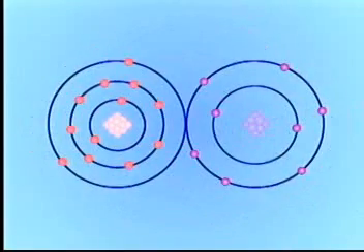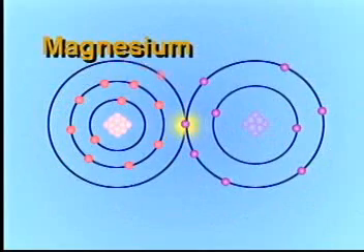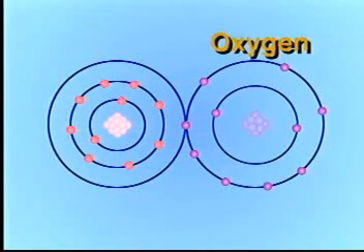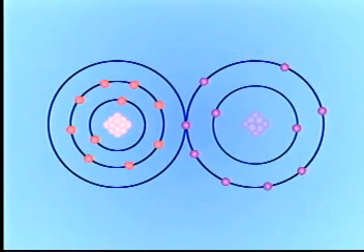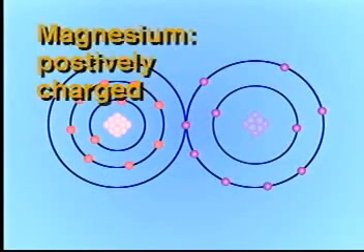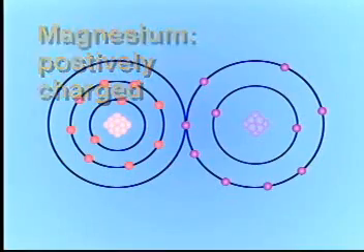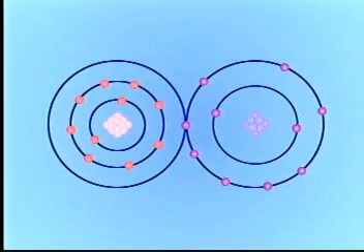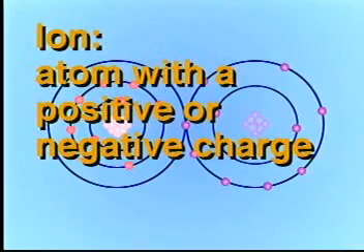These atoms form an ionic bond when the magnesium donates its 2 electrons to the oxygen, so the oxygen's outer energy level became filled with 8 electrons. When the magnesium donated the electrons, it became positively charged. When the oxygen gained the electrons, it became negatively charged. Atoms with a positive or negative charge are called ions.